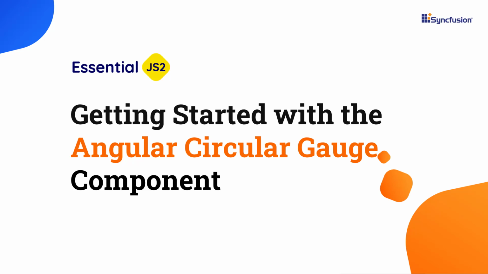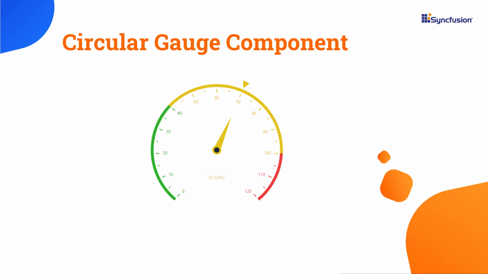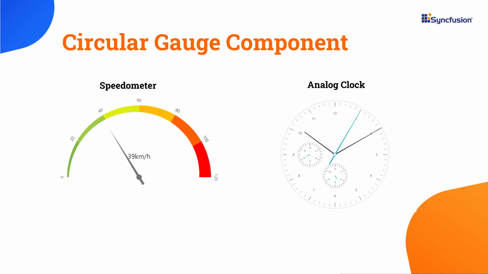Welcome to the Angular Circular Gauge component tutorial. The Syncfusion Angular Circular Gauge is a versatile component for visualizing numeric data on a circular scale. It usually has one or more pointers to indicate a specific value on a scale with multiple axes and rounded corners. You can fully customize it for speedometers, meter gauges, analog clocks, and more.